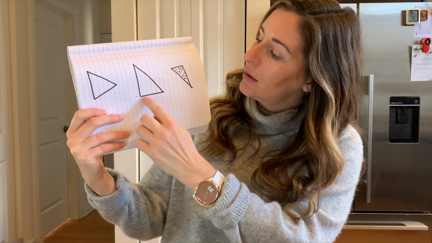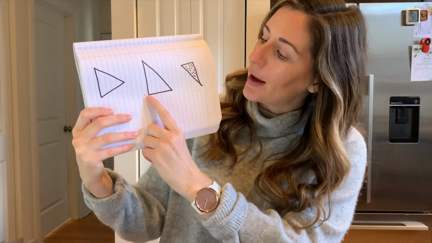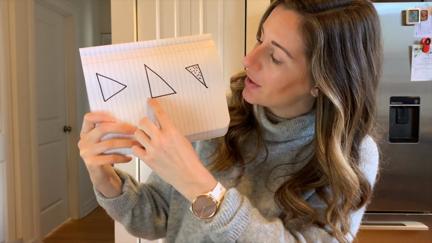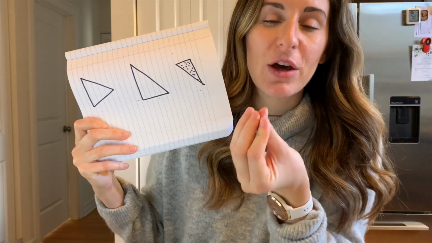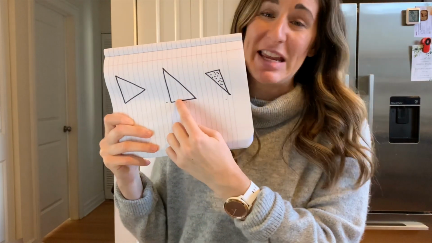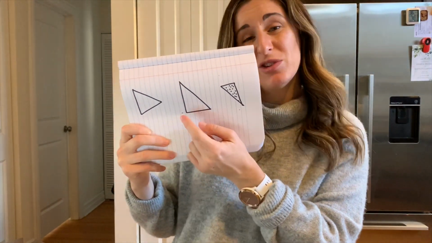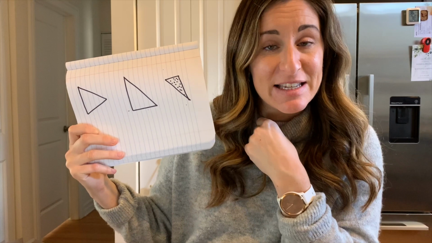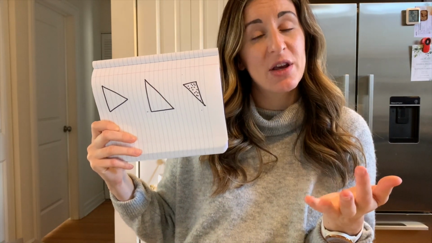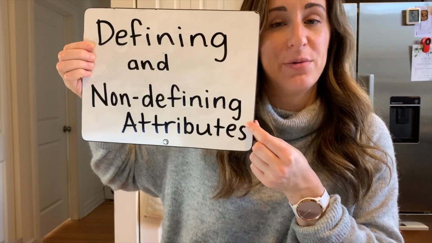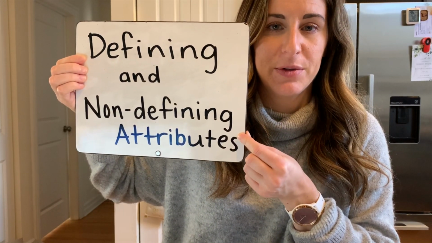This triangle has a corner that's called a right angle. That means the two lines meet here and make a corner that kind of looks like the corner of a square. Triangles don't need that to be triangles. This one just happens to have that. These triangles are different sizes. They're facing different directions. Those are non-defining attributes. That means those triangles don't need those things to be triangles.